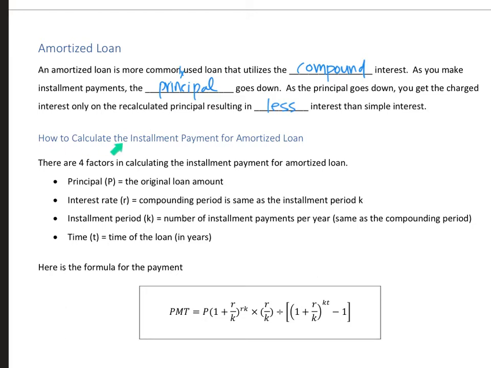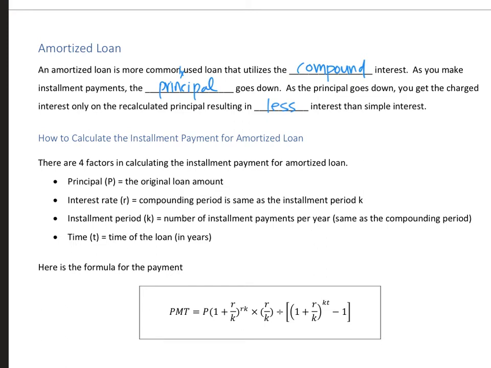Okay. How to calculate the installment payment for an amortized loan. So this one has 4 factors. So principal, this is how much you borrow in the beginning. Interest rate, obviously, and the compounding period, which is the same as the installment period, K. So an amortized loan utilizes compound interest. So sometimes they'll just say compound interest, then I know automatically it's an amortized loan.